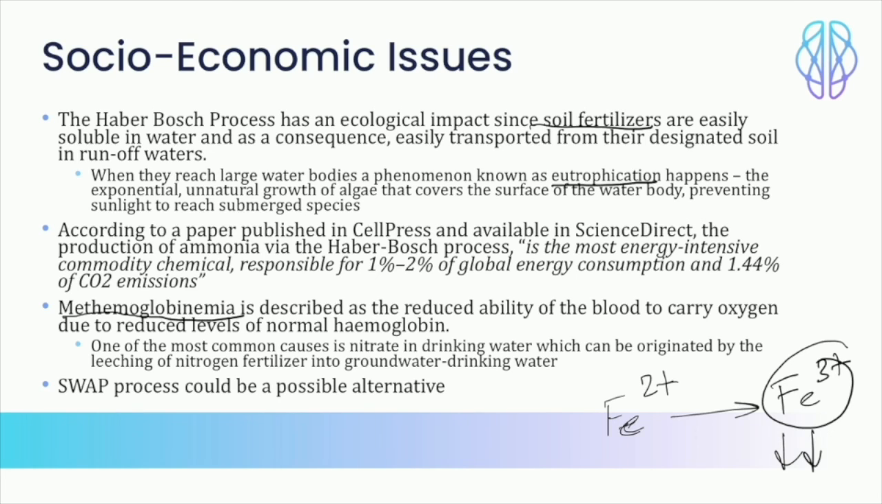And that has a constellation of symptoms and overall is not that good for you, right? So it kind of depletes the amount of normal hemoglobin you have, and you have this really weird looking Fe3+ based hemoglobin molecule. And that is not good for you. So for these three reasons, these are the big socioeconomic issues.